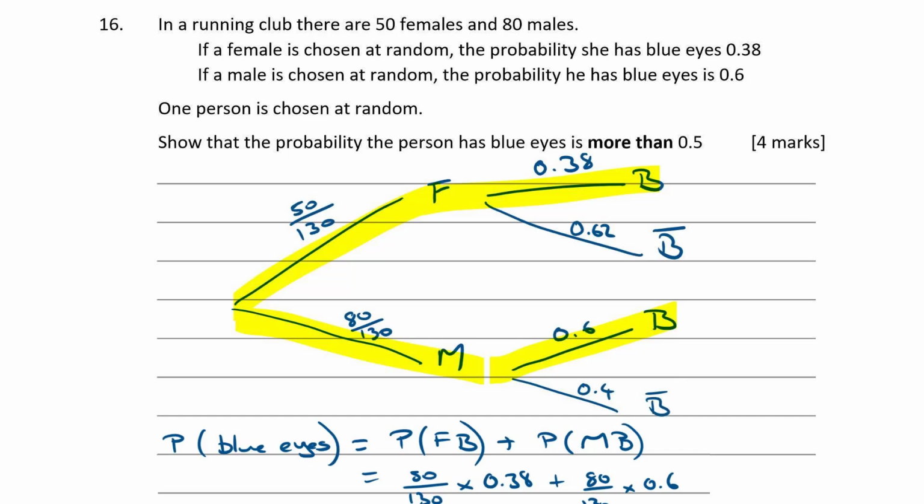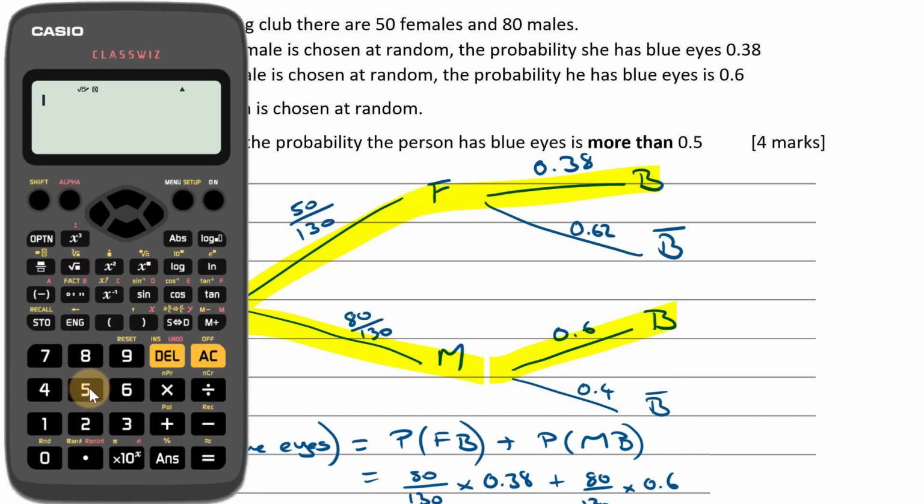So what's that then? Reach for the calculator. So first 50 over 130 times 0.38 plus 80 over 130 times 0.6. Now that comes out to be 67 over 130. I'm just going to leave it like that. It's a fraction. It's nice and neat.